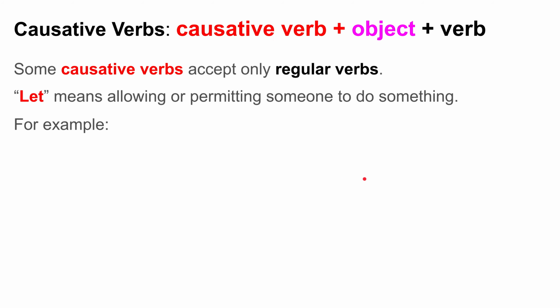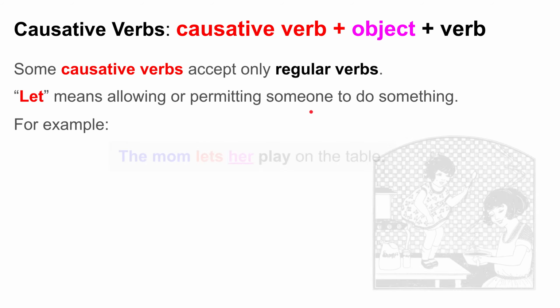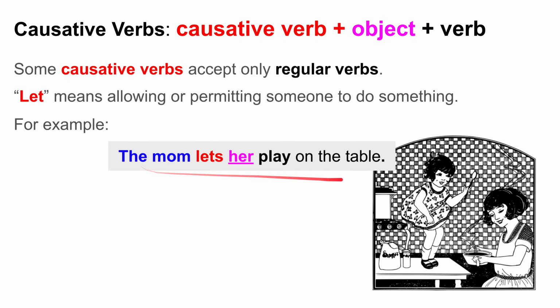The first one we'll be looking at is let. Let is a causative verb that accepts only regular verbs, and what let means is allowing or permitting someone to do something. It's a permitting action. So let's look at the example right here. We'll look at the mom and the girl. The girl's on the table and she's playing. The mom is not upset, so the mom lets her play on the table. She permits her to play on the table.